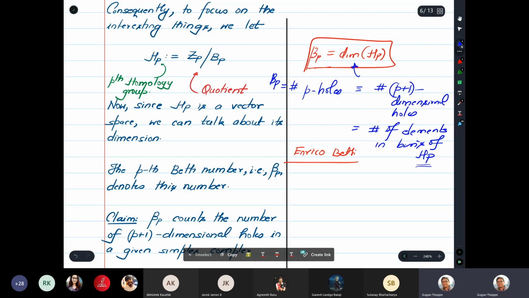So I'm just giving an interpretation of what the dimension of a vector space means. Well, it's the number of elements in the basis. So that's all that is written over here.